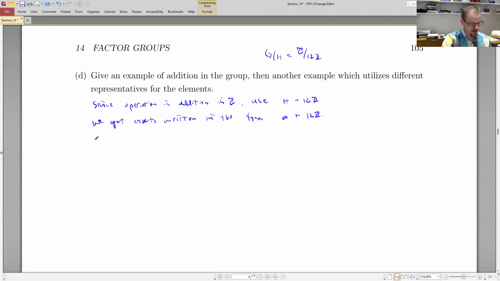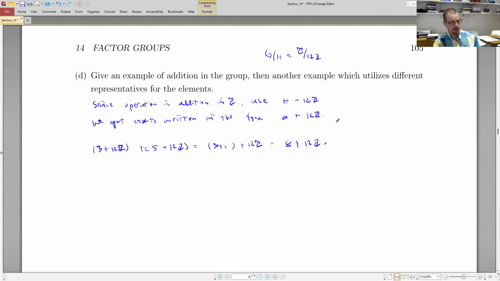So what I could do is I could take something like 3 plus 12Z, right? That's an element in Z mod 12Z. And then I could add to that 5 plus 12Z. And according to our definition for coset multiplication, right, multiplication is the generic term for whatever the binary operation is. In this case, addition. So that's going to give us 3 plus 5 plus 12Z. And of course, this is perfectly convenient to write as 8 plus 12Z. There's no big deal there.